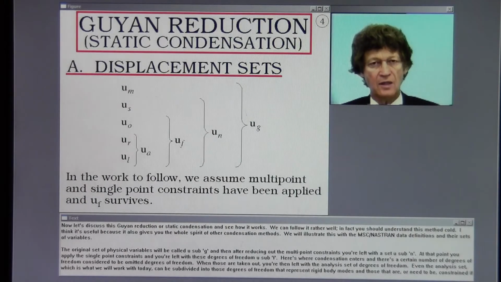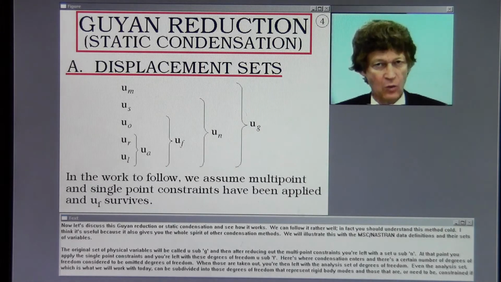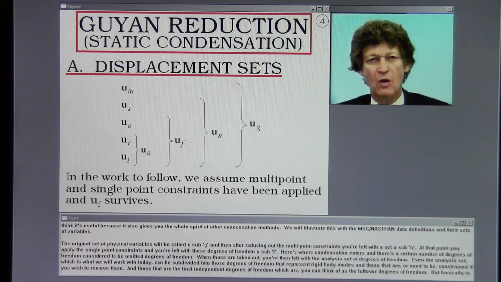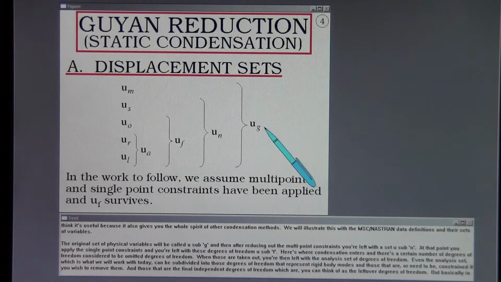Now let's discuss this Guyan reduction, or static condensation, and see how it works. We can follow it rather well. In fact, you should understand this method cold. I think it's useful because it also gives you the whole spirit of other condensation methods. We'll illustrate this with the MSC NASTRAN data definitions and their sets of variables.